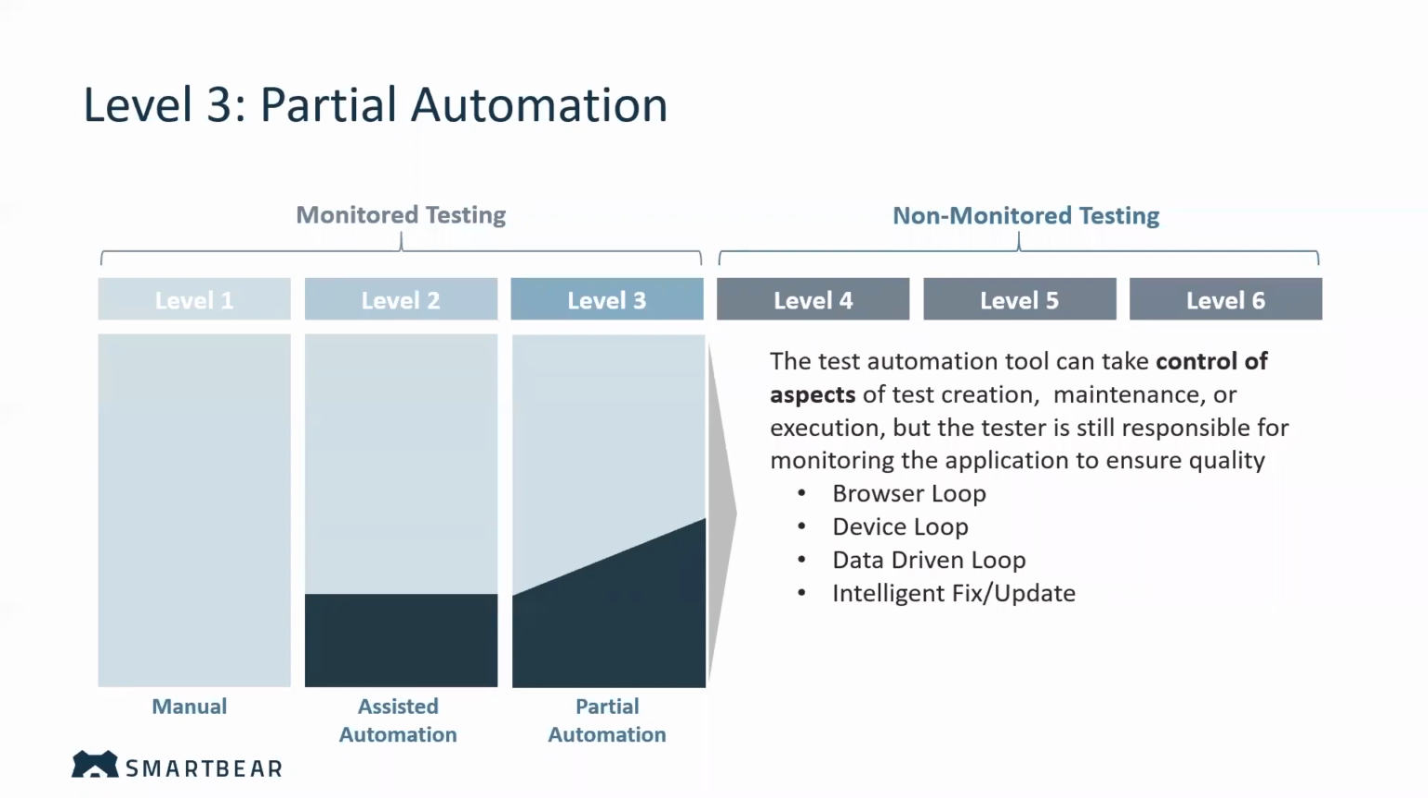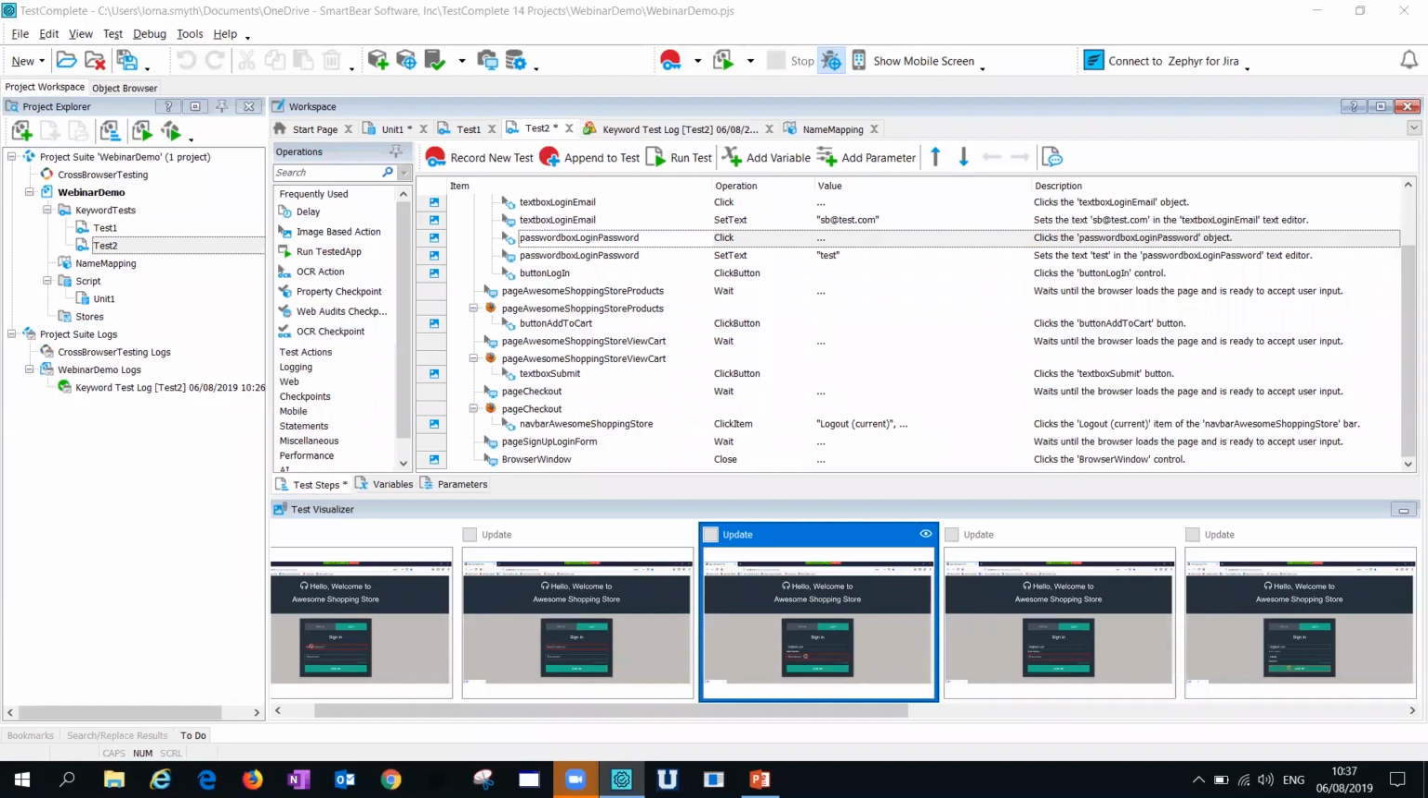So I'm actually going to just give you a quick example of a browser loop and a data-driven loop, because these features for me save massive amounts of testers' time. So again, for those of you who are looking to move from manual into automation, this would be a compelling reason too. So hopefully you can see my test complete screen now.